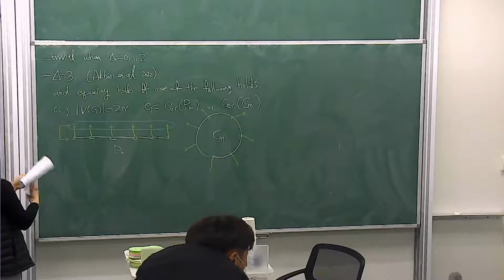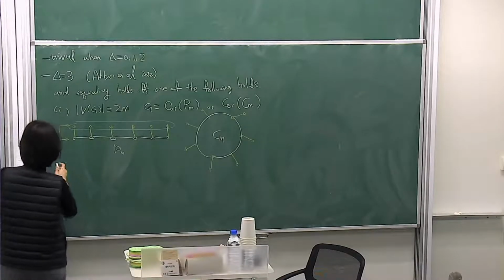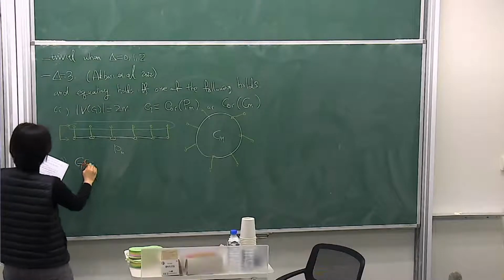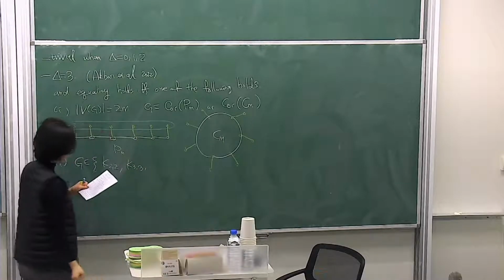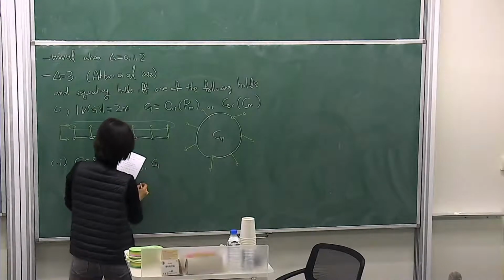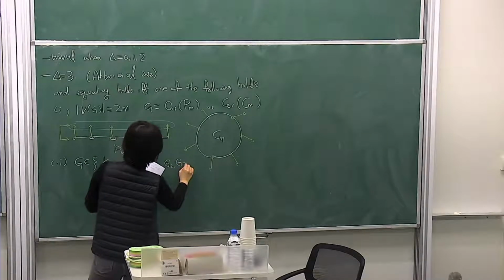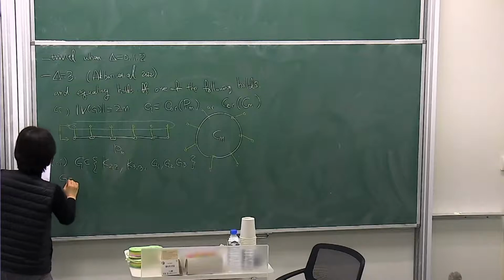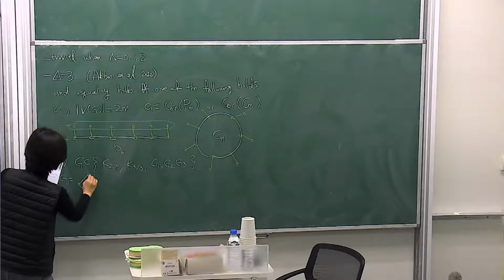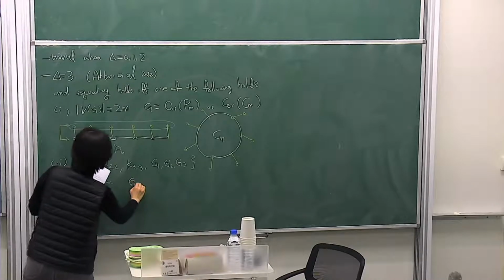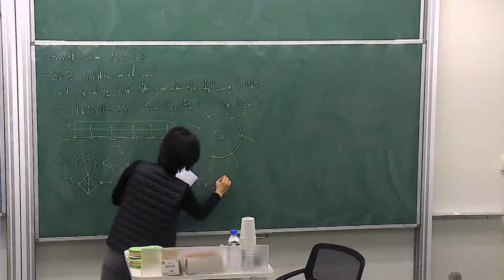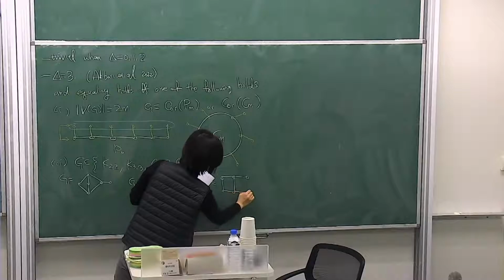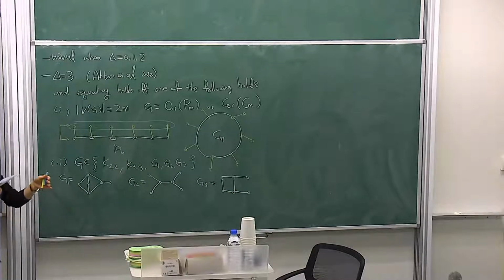And there are some more cases. These are K_{2,2} or K_{3,3}, and some more graphs G1, G2, G3. Here G1 is this, and G2. So all of these graphs have 6 vertices and independent domination number 3.